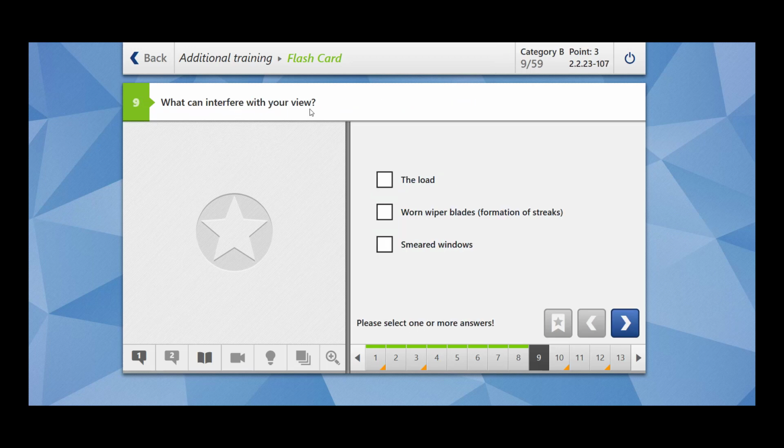What can interfere with your view? The load? Yes. Worn wiper blades, formation of streaks? Yes, they will form lines or streaks on your windscreen. Smeared windows? Yes, if your windows are not that clear. So all of them can affect your view.